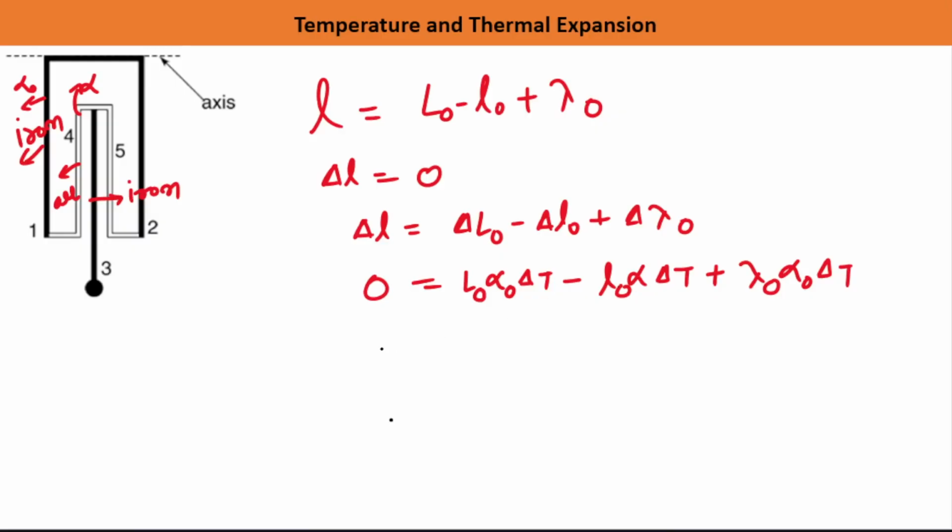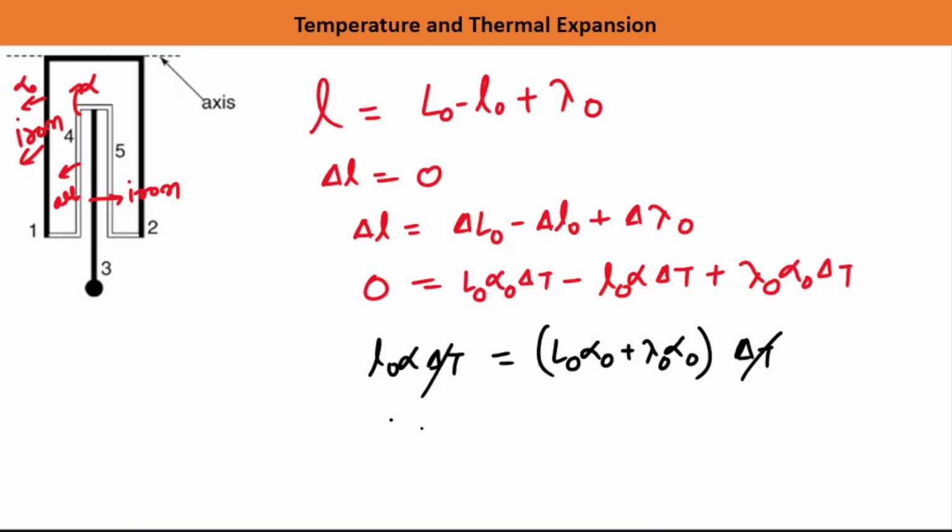So from here, L naught alpha delta T will be equal to how much? L naught alpha naught plus lambda naught alpha naught. So this delta T, you cancel out delta T. Alpha will be equal to how much? L naught plus lambda naught into alpha naught divided by L naught, right? So this is going to be our answer.